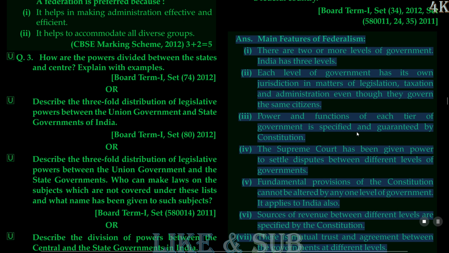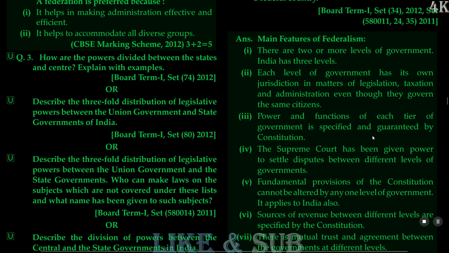Answer: Main features of federalism. 1. There are 2 or more levels of government. India has 3 levels. 2. Each level of government has its own jurisdiction in matters of legislation, taxation, and administration even though they govern the same citizens. 3. Power and functions of each tier of government is specified and guaranteed by the Constitution.